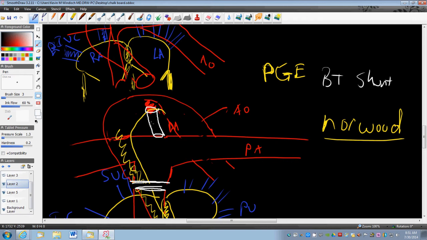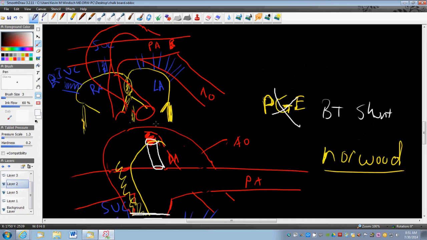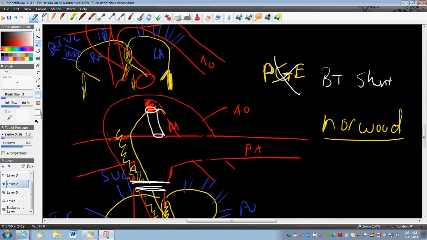By putting this shunt in, you no longer need the prostaglandins, so we can get rid of that unpleasant drug. It also allows us to control the size of the orifice, so we can control the amount of blood going to the lungs. Not too much, not too little. Okay, so that's stage one.